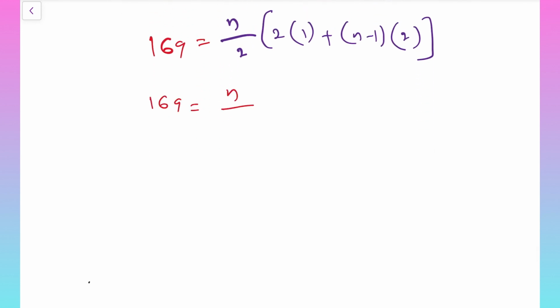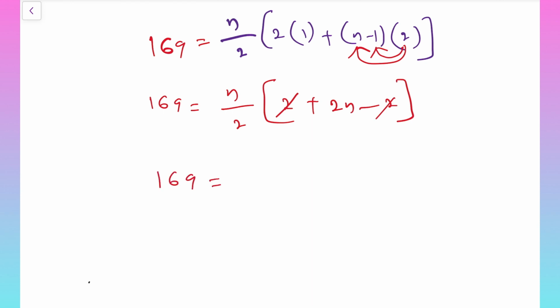169 is equal to n by 2 into (2 ones are 2) plus (2n minus 2) into 1. This plus 2 minus 2 will get cancelled. So 169 is equal to n by 2 into 2n. This 2 will get cancelled. 169 is equal to what remains, n into n.